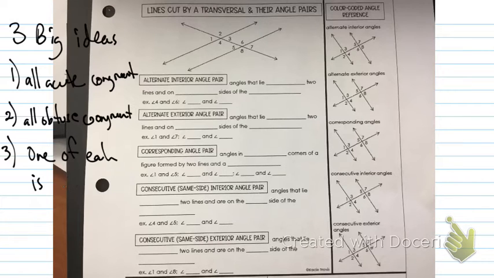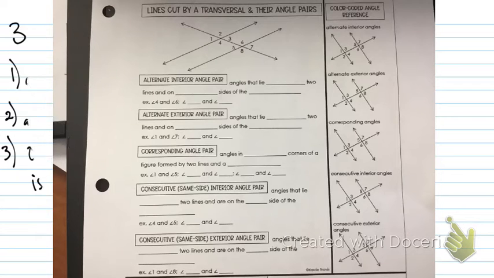So I'm just jotting those down. I'm going to erase this section. 3 big ideas. And we're going to use these big ideas to inform the rest of what we're doing, okay? All the acutes are the same. All the obtuse are the same. And one of each will always be supplementary if our lines are parallel, right? That's kind of what we did with discovery yesterday.